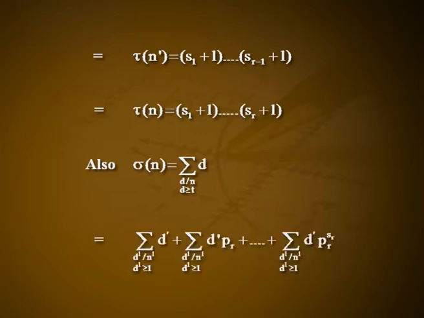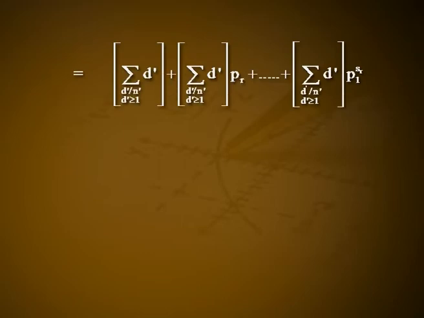Also, sigma of n = sum over d dividing n, d ≥ 1, of d, which is equal to the sum over d' dividing n', d' ≥ 1, of d', plus the sum over d' dividing n', d' ≥ 1, of d'pr, plus etc. plus the sum over d' dividing n', d' ≥ 1, of d'pr^sr, which is equal to the sum over d' dividing n' of d', plus the sum over d' dividing n' of d'pr, plus etc.